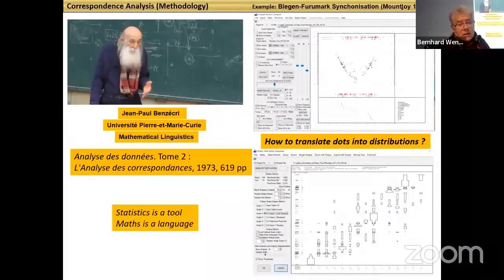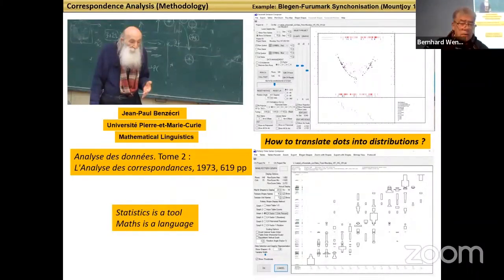Now to the second part of what I want to talk to you about. We have here Jean-Paul Benzécri. He's the inventor of the correspondence analysis method. It was his PhD, 1973, it's 619 pages. I haven't read them. I've been playing with the computer programs.